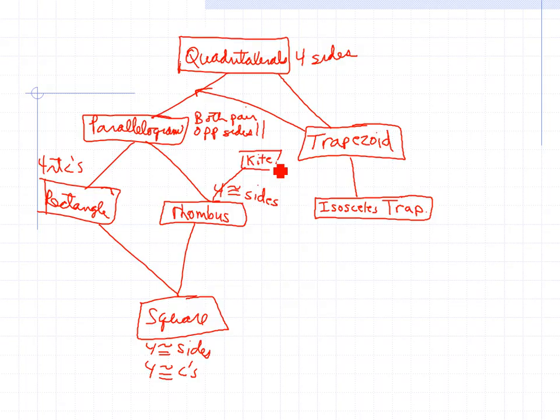Now, a trapezoid. The key thing for a trapezoid that we should write out here, and you'll write it out here in a second, is sort of like a parallelogram, except instead of both pairs of opposite sides being parallel, guess what has to happen?